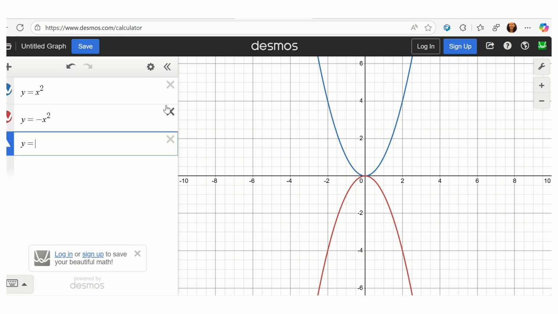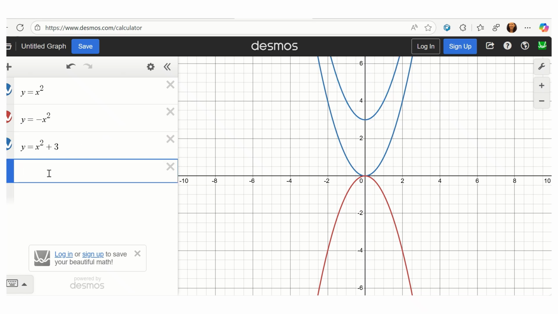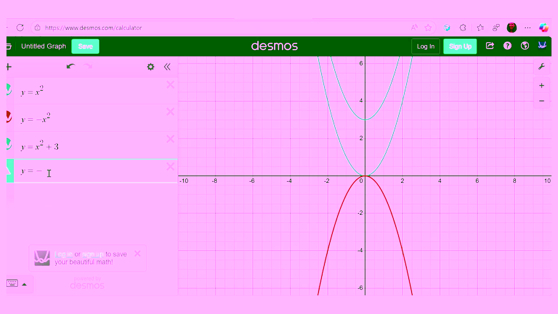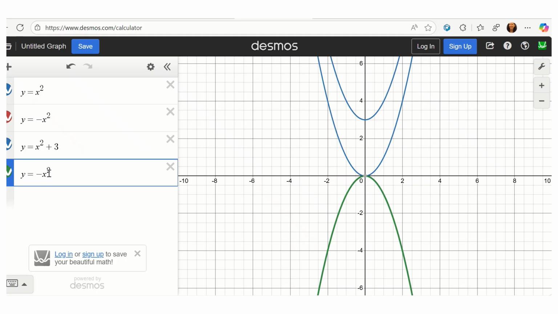Okay, so y equals x squared plus 3, which we knew was going to slide it up 3 units. So what happens now if I put the negative x squared? So that time it flipped it over and then slid it up. And you might be wondering, is there a way to get it to reflect over the x-axis and have it reflect down, so it's down 3 units?